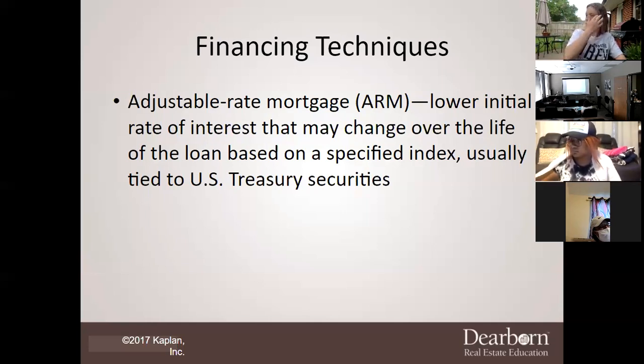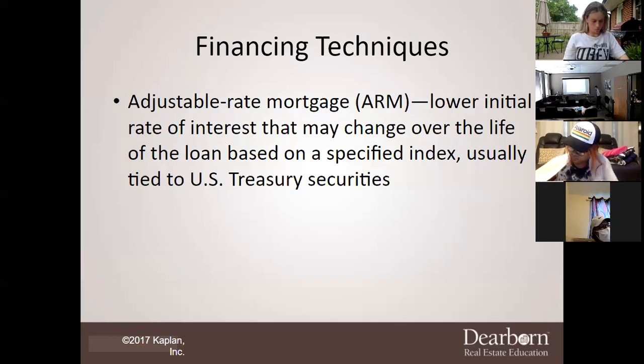That adjustable rate mortgage can be good and it can be bad, because your rate can go up or it can go down. You never know what it's going to do. It depends on the economy. If the economy is good, the interest will be high. If the economy is bad, the interest will be low. Exactly.